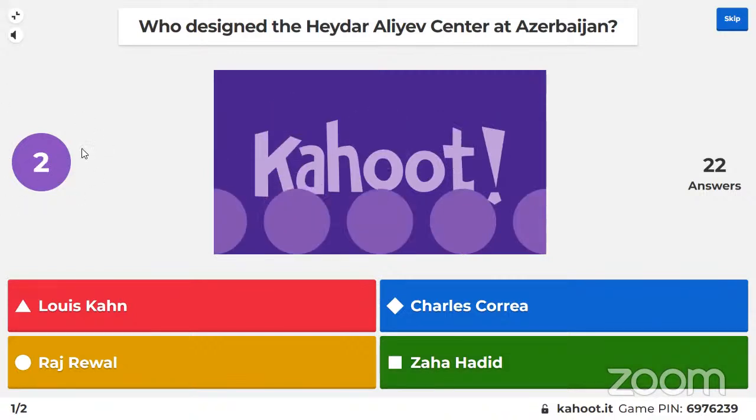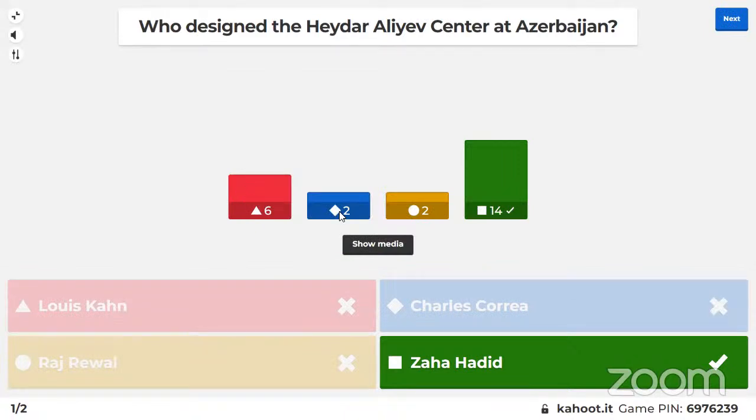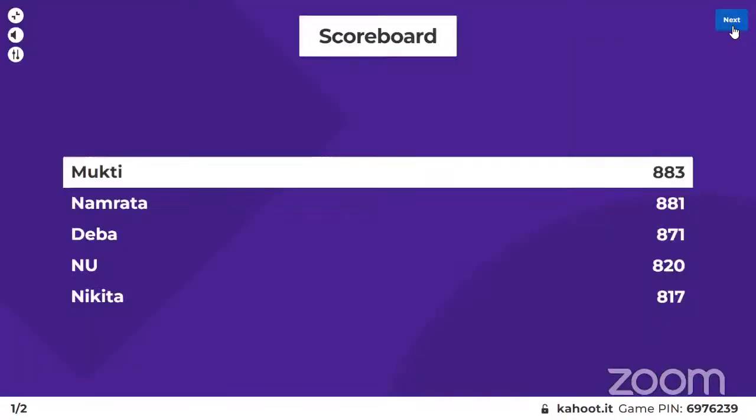Based on the correct option that you think is right, you have to click on that. You will see on the left-hand side the timer. Once it reaches 0, you will see the options and who all have clicked. So in total, I think 24 of the participants have answered in this. 14 of them have got it correct. That's what basically the tick mark means. The next thing that we can see is the leaderboard. So the top 5 would be made visible: Mukti, Namrata, Deba, Nu, Nikita. These are the participants who are currently leading in this scoreboard.